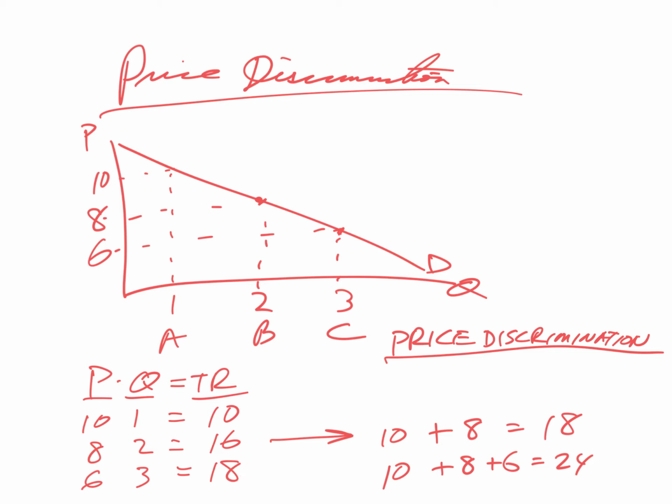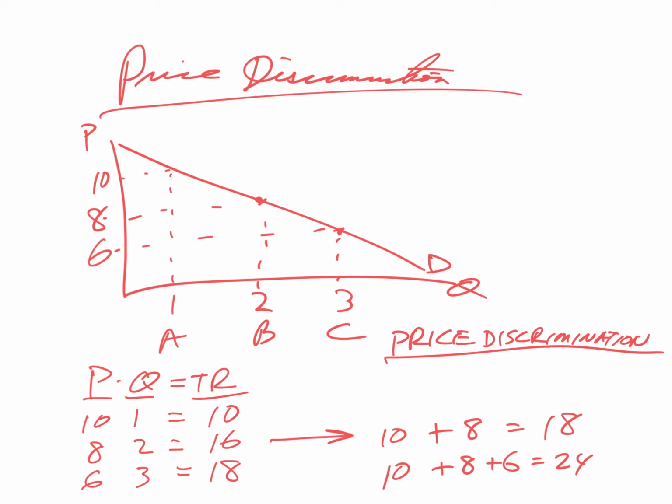So through price discrimination, they've increased their revenues. They can sell 2 units and get $18 of revenue instead of 16. They can sell 3 units and get $24 instead of 18. Basically what they're doing is they're walking down the demand curve, charging those with high reservation prices, high prices, those with low reservation prices, low prices. The key is to be able to separate people.